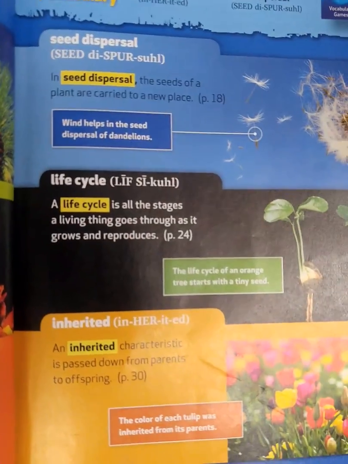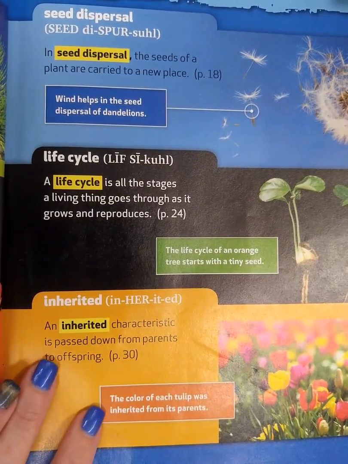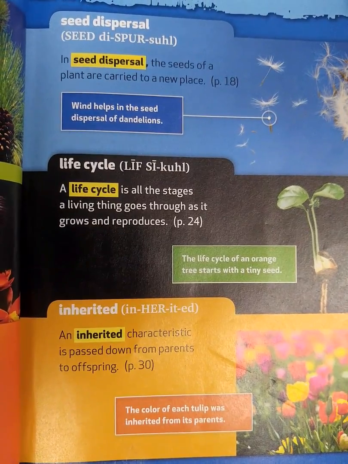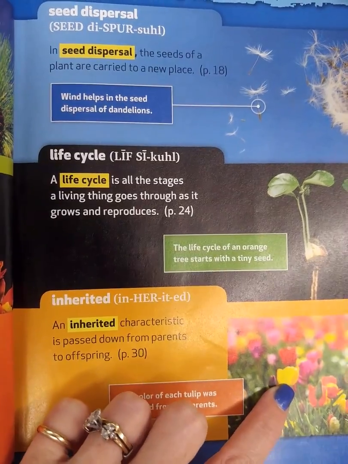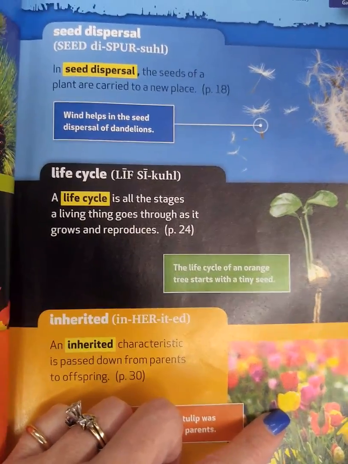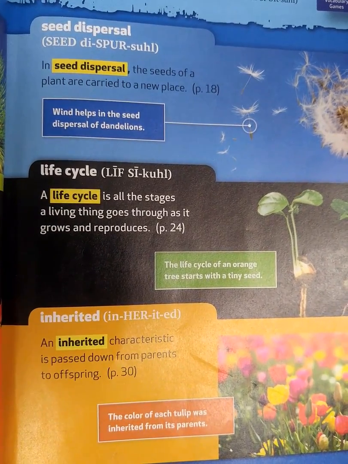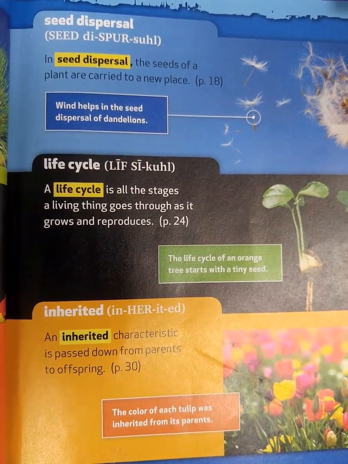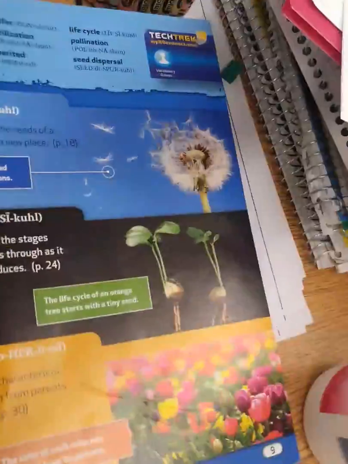The last word on here is inherited, and these are inherited traits of plants. An inherited characteristic is passed from parents to offspring. So, for example, the leaf shape is an inherited trait. Flower color is an inherited trait. Flower type is an inherited trait. So these are traits that you get from your parents. So like 2 parents come together and you get this type of plant. And usually plants are the same type. So that is Chapter 1's vocabulary.